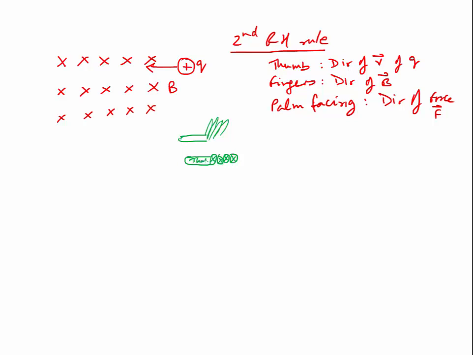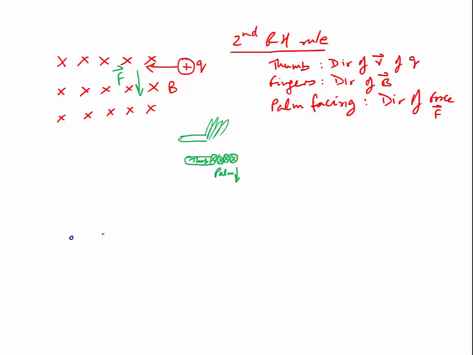So this is thumb. And when you do this with your right hand, with your fingers pointing in and thumb pointing to the left, your palm is facing down. So that gives us the direction of force, in this case on this charge, is going to be pointing in the downward direction. And since it's a positive charge, I don't have to flip anything. I'm done. One more example.